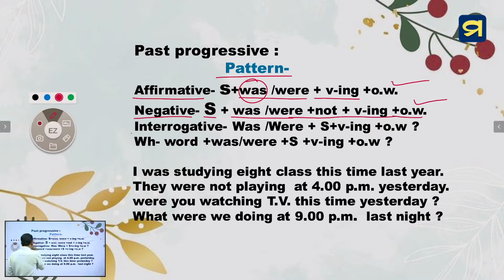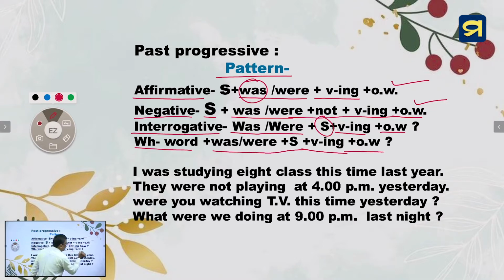Okay. Then interrogative sentences. When we write a yes/no interrogative sentence, first we write in the beginning of the sentence either was or were according to the subject, then the ing form of the verb, then other words if any, then a question mark. When we write a sentence as a WH interrogative, first the WH word is used, then was or were, followed by the subject, then the ing form of the verb, then other words if any. Okay, by following this pattern, we will write sentences in past progressive tense.